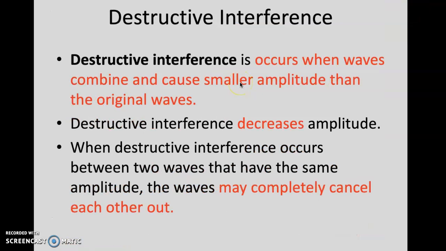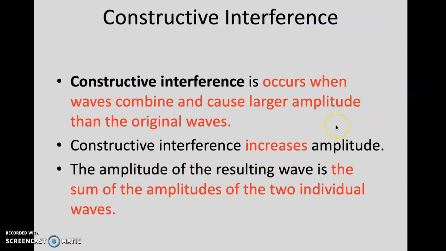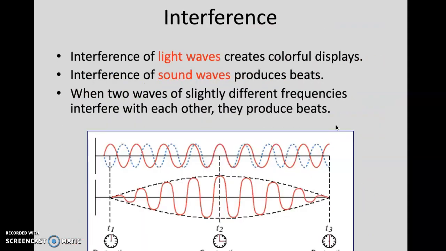Remember, I'm assuming you're pausing at these places. That decreases the overall amplitude. And it's possible, as in this third case, for them to completely cancel each other out. So we use interference to create displays of color. We create interference of sound to produce beats or other music. And the principle of interference, generally speaking, is why we get what we get with music and TVs and things of that nature.